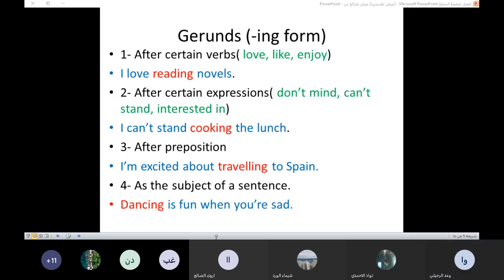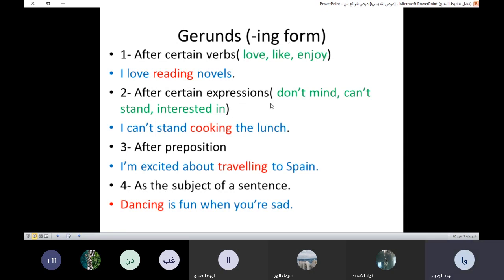When I say dancing is fun, yes, it's a noun. So in the ing form here, I have 4 situations where any word that comes in ing doesn't mean that it's a verb, it's a noun. How? After certain verbs: love, like, enjoy. I love reading novels. I enjoy playing. I like staying at home, for example. So after those verbs, you're going to have the gerunds, a word in ing form.